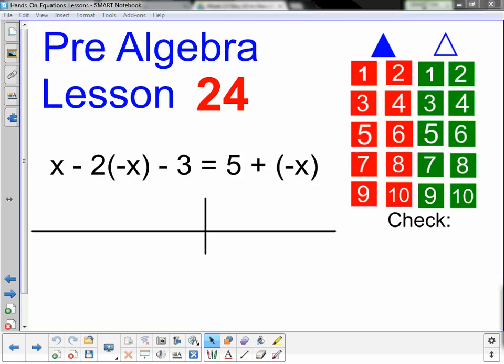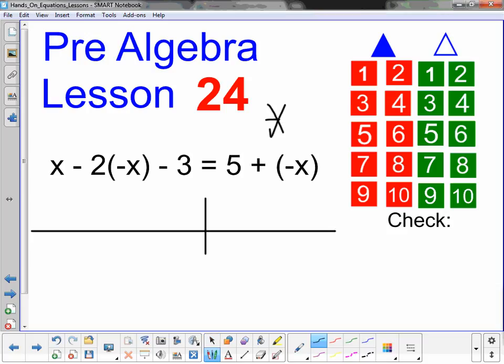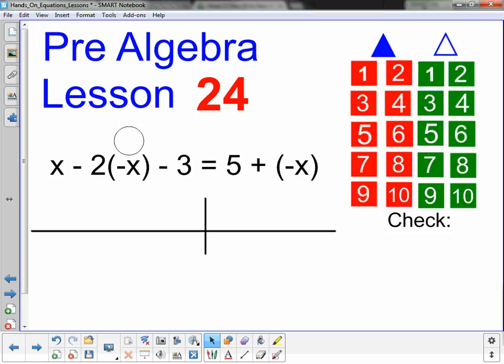Welcome to Lesson 24. In Lesson 24, we stop using the star notation, and we go back to using the opposite of x notation right here instead. So we're back to using that notation, but it is the star, it is the pawn, but I'm going to start saying it's the opposite of x again.